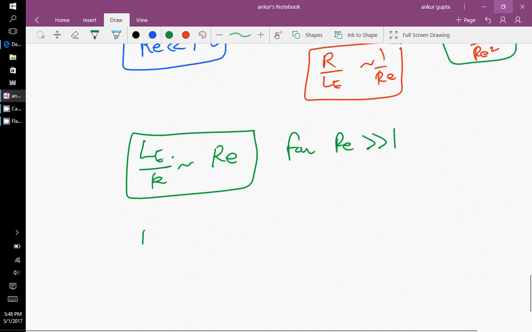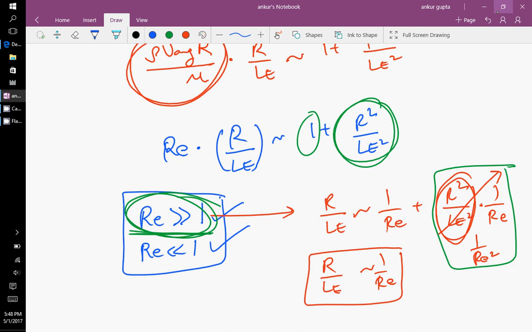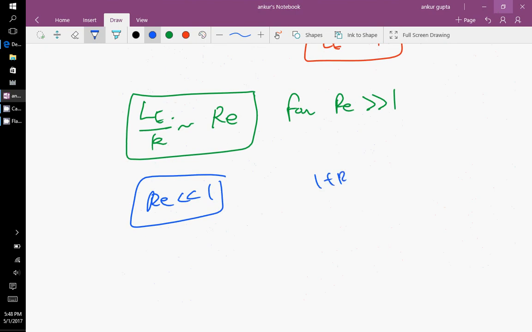Then the other extreme of Re less than 1. In that case what we can do is you can just ignore this term. You can imagine that we can ignore this term because this is a very small coefficient with r by le, and that will say that 1 plus r square by le square is equal to 0.